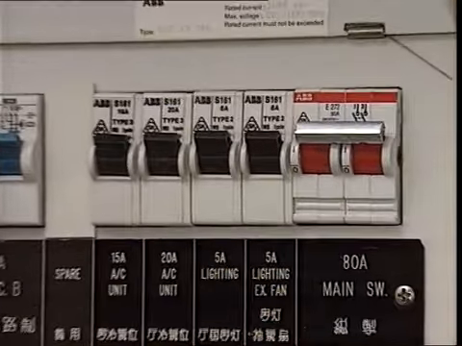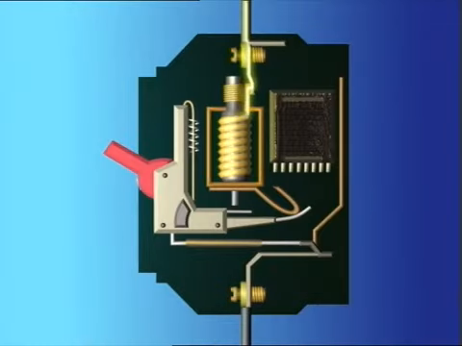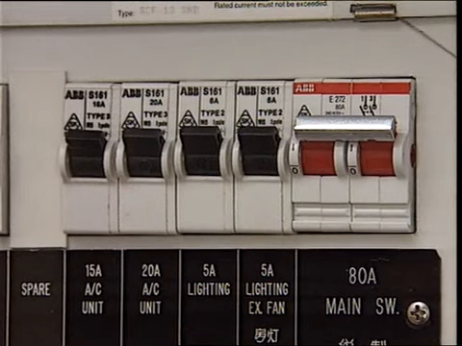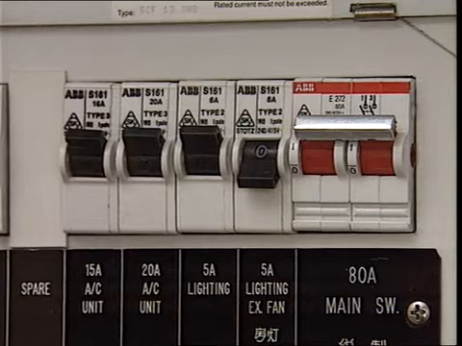The electromagnetic circuit breaker is used in newly constructed buildings. When the electric current flowing through this switch increases suddenly, the electromagnetic force of the coil in the circuit breaker becomes stronger and pushes open the metal lever that connects the circuit. The circuit is then open and the household electrical appliances are protected against accidents.